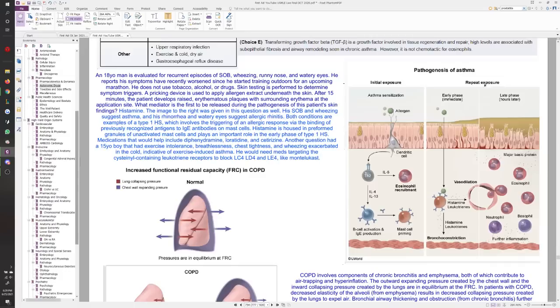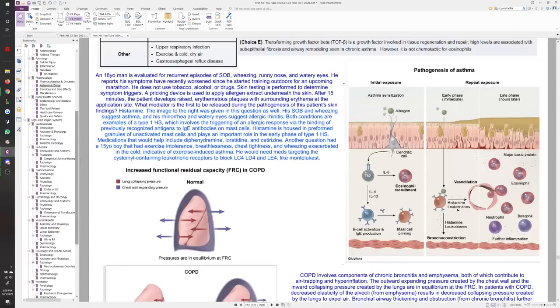So now you can see with repeat exposure, when that same allergen showed up again, in the immediate phase, the allergen is going to get recognized by mast cells, and you're going to get mast cell degranulation, which of course releases histamine and leukotrienes, causing bronchoconstriction.